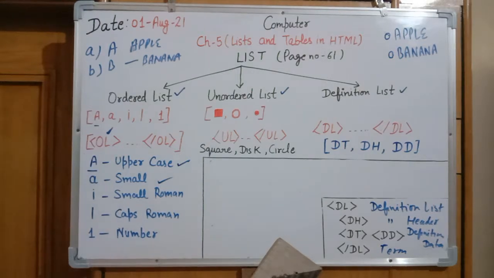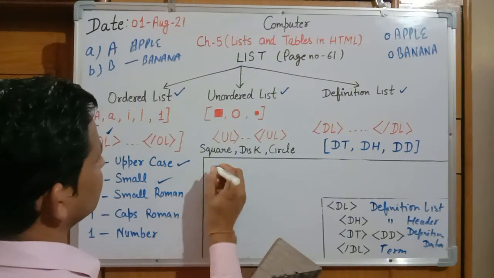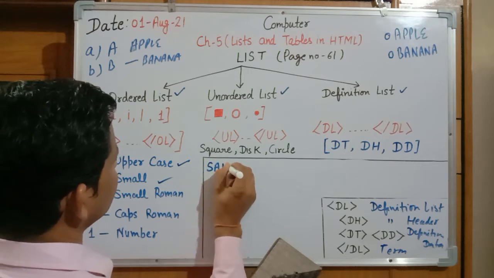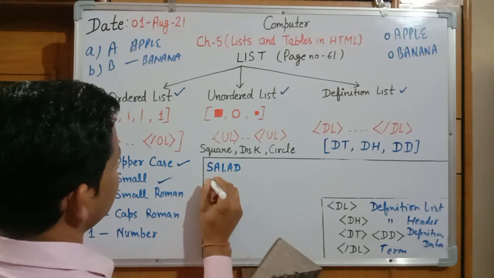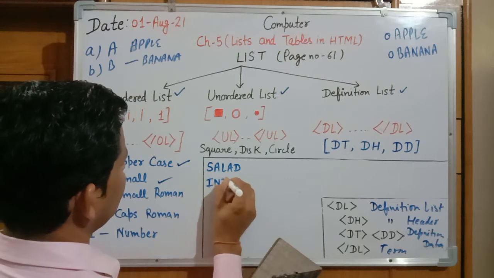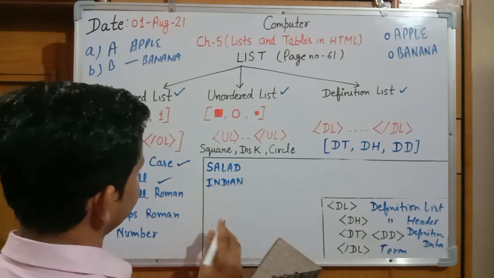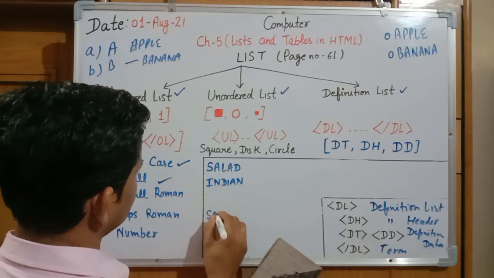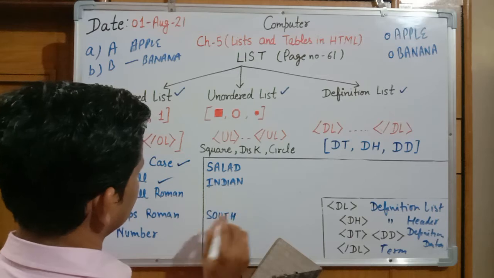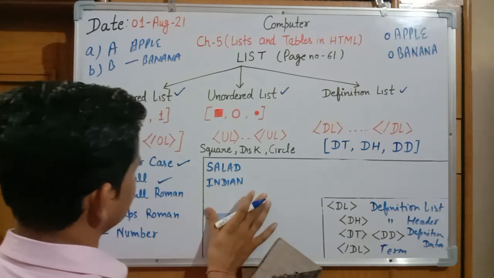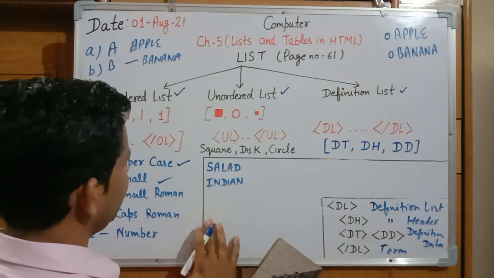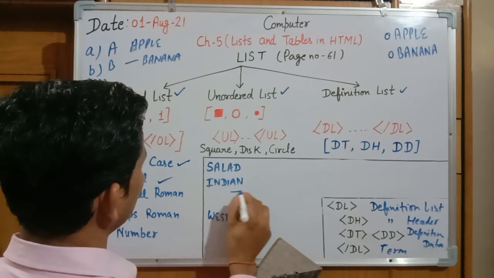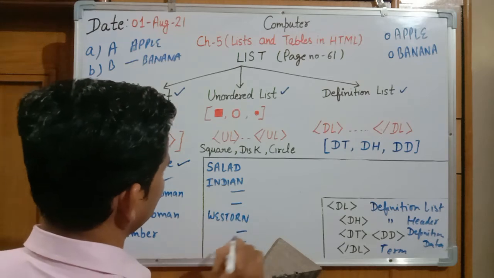So how we can write? Like I want to make a list of salad. In salad, Indian and Western. I want to write Indian salad and Western salad. In that I am writing more items, 1 2 1 2.